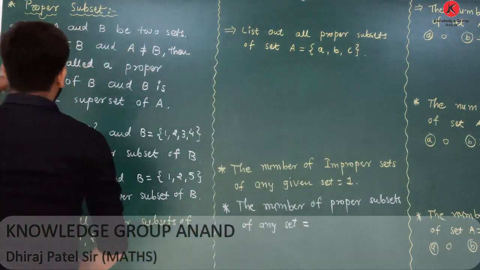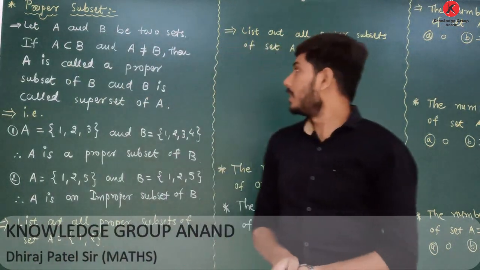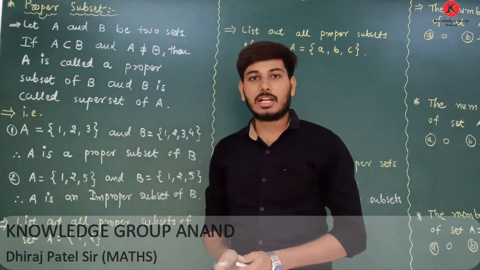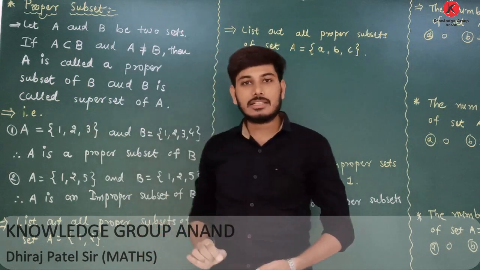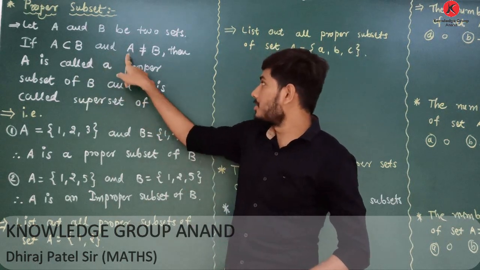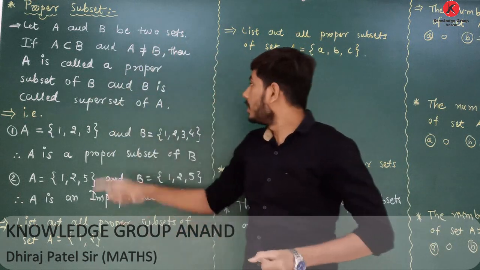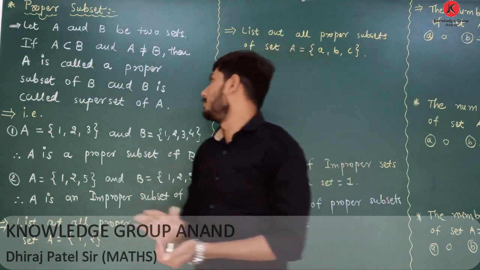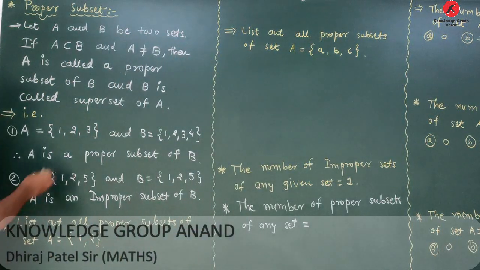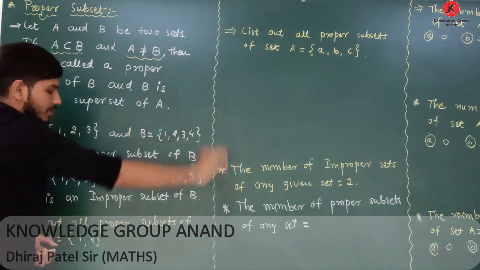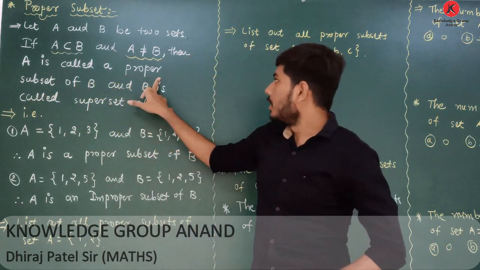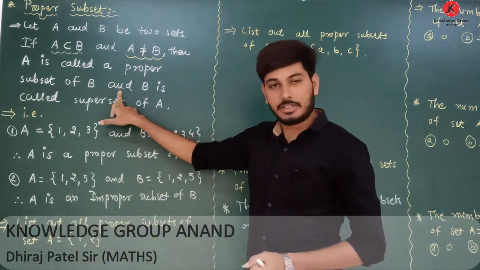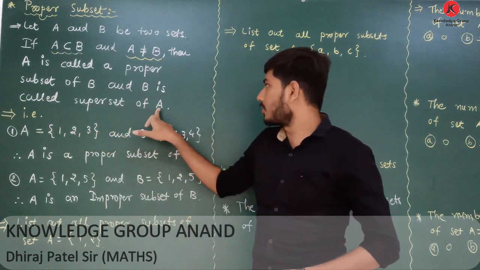Now, what is the definition of proper subsets? For sets A and B, two sets which are given here: if A is a subset of B, that means all the elements of set A are in set B, and the second condition is A does not equal B, then A is called a proper subset of B. A is called a proper subset of B, and B is called a superset of A.